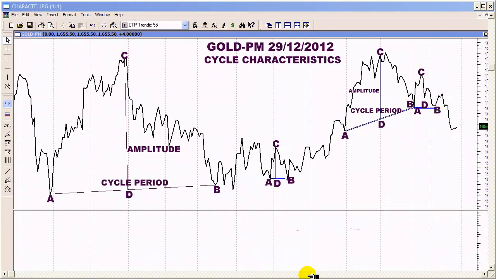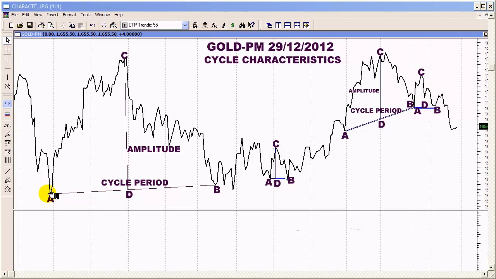I have just given you a summary behind the theory of these cycles. Now let's talk about the characteristics of a cycle. In front of you is a daily graph of the gold price. As you can see from the graph, a cycle moves from one low point to a peak and then back to another low point. This is known as the period of the cycle. In this graph, the periods go from A to B.